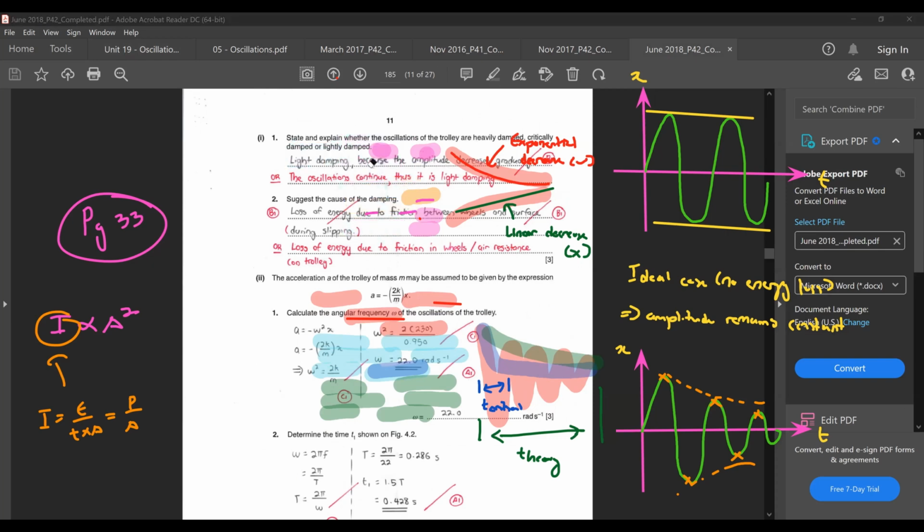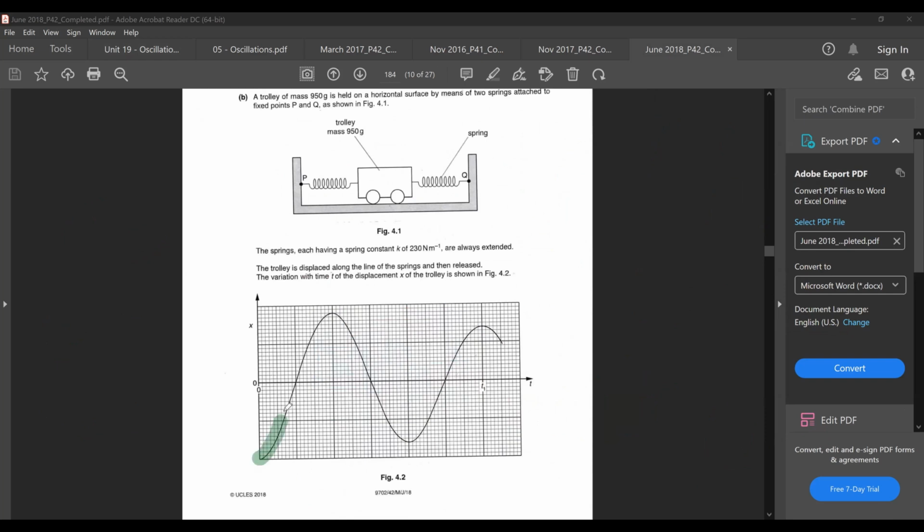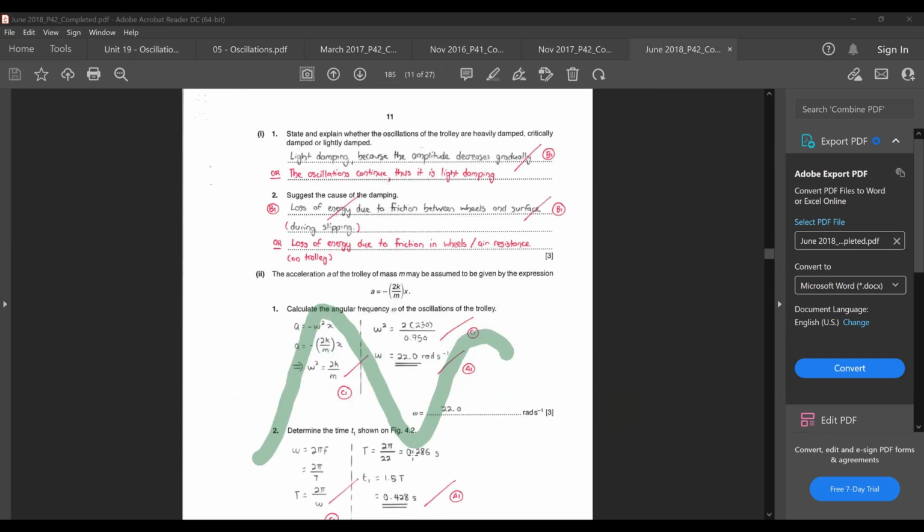They ask you to explain whether the oscillations of the trolley were heavily damped, critically damped, or lightly damped. When you look at the graph itself, you notice that the oscillations are still maintained while the amplitude decreases. So this one is going to be light damping, because the amplitude decreases gradually and the oscillations still continue. If it was critical or heavy, you won't see the oscillations. It will just straight away return to equilibrium. But in your case, you see oscillations continuing, it is therefore light damping, or you can put it as amplitude decreasing gradually, so it's light damping.